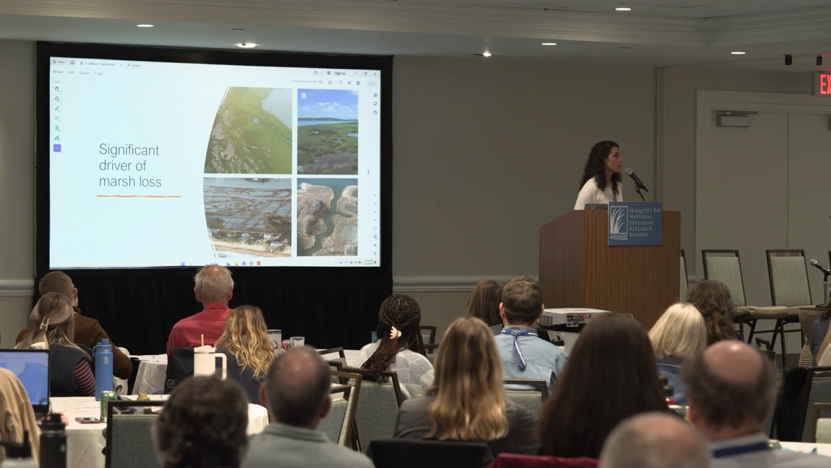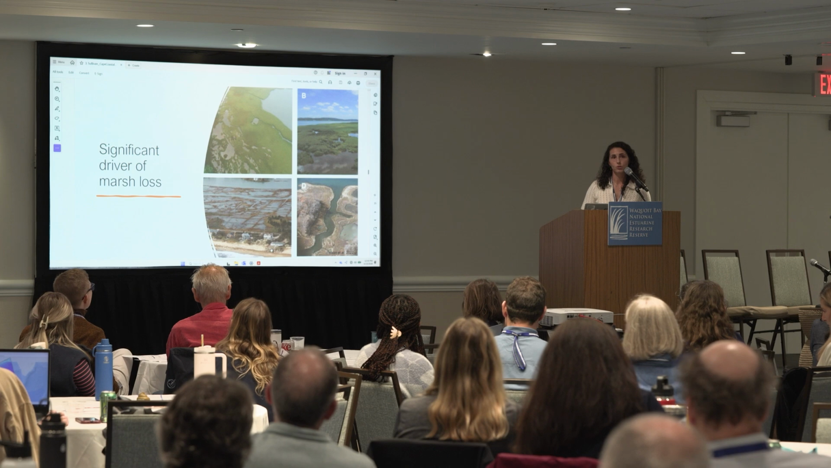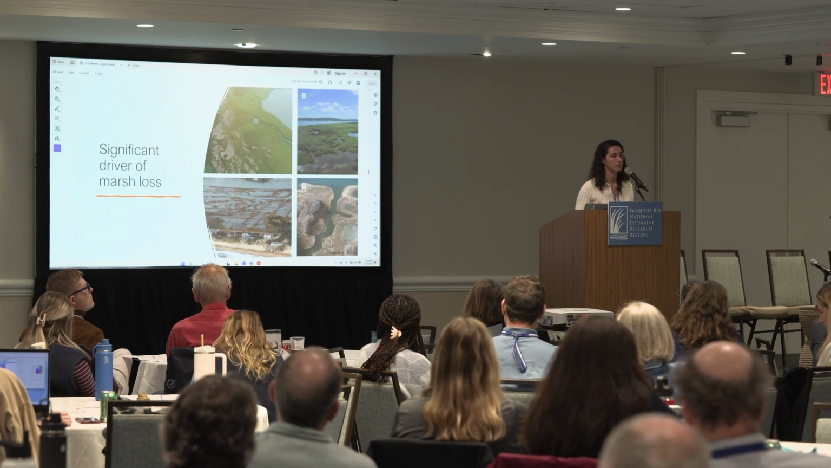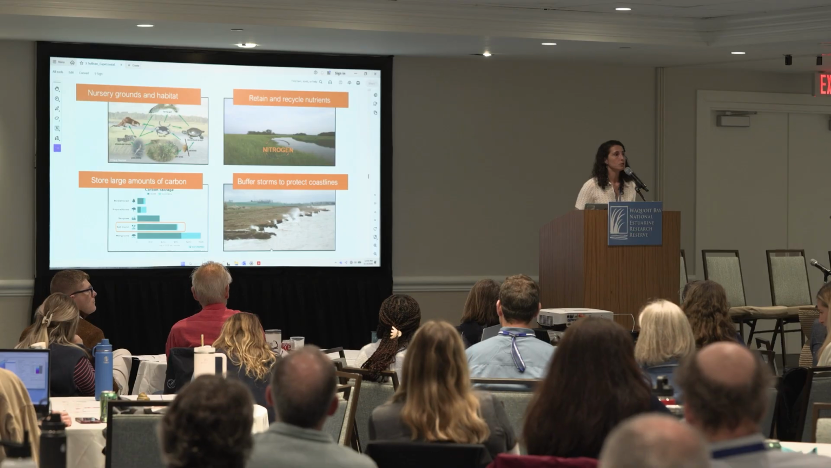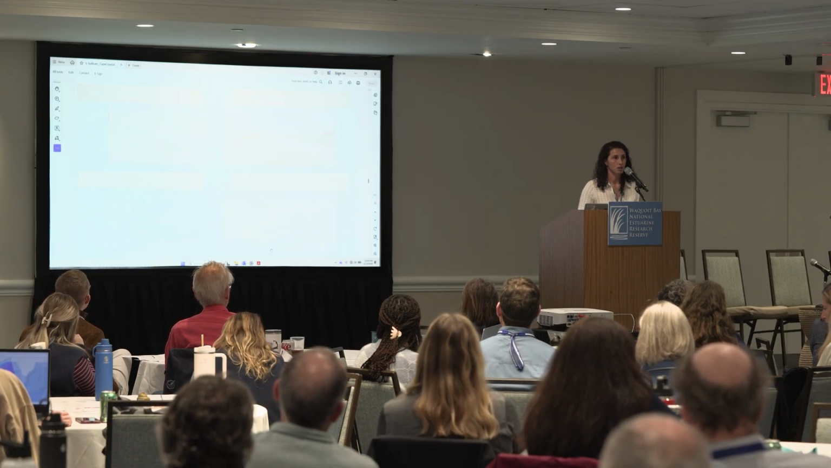So loss of the vegetation, loss of the peat, expansion of these megapools are all significant drivers of marsh loss. And so if we're losing this really valuable habitat, we're going to be losing all of these ecosystem services that the marshes provide and that we've all come to rely on.